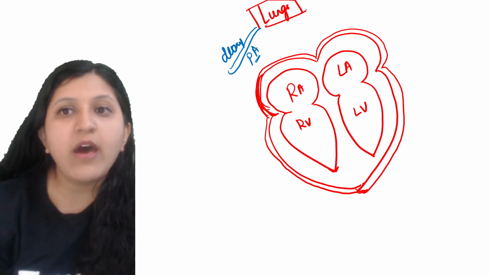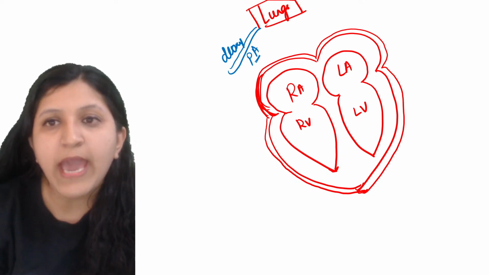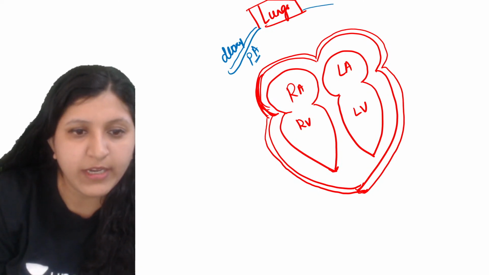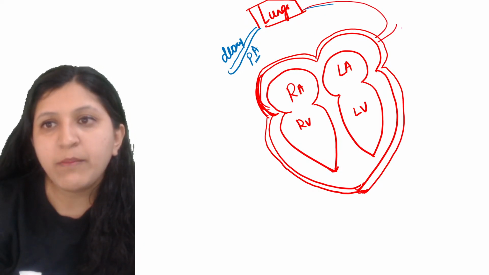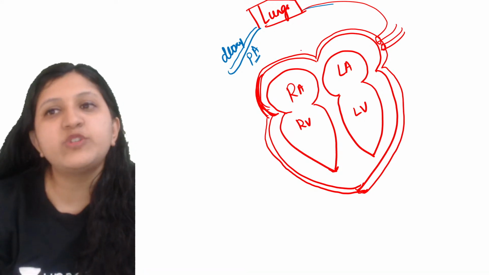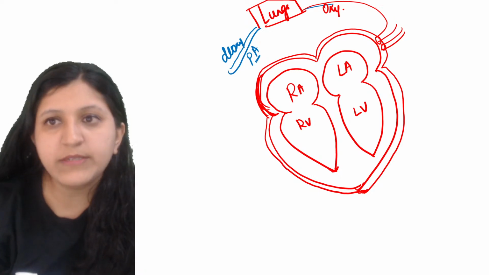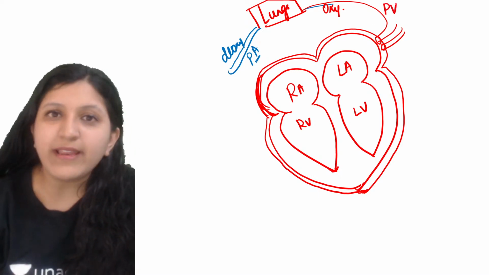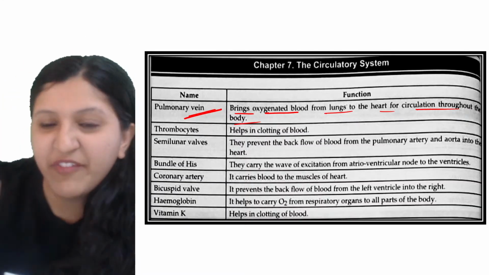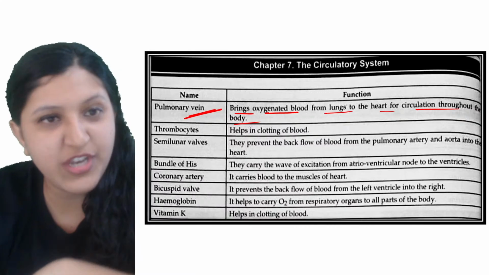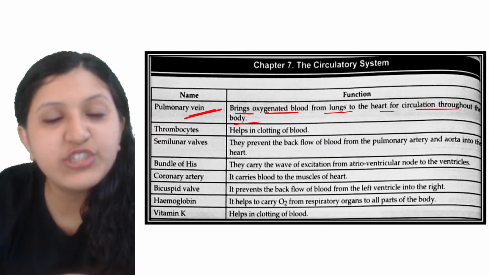Now there is a vein formation here, and that vein is going to carry the oxygenated blood. Oxygenated blood will be carried through the pulmonary veins which are coming from the lungs. So when we mention the pulmonary vein, we write that it brings oxygenated blood from the lungs to the heart, for circulation throughout the body.